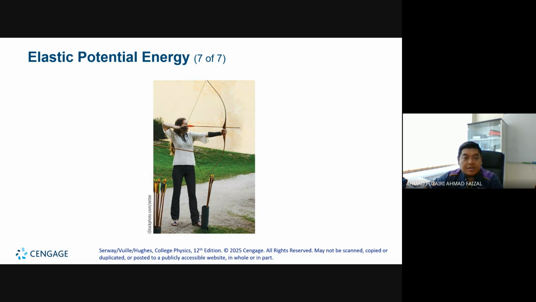So as you can see in this figure, the elastic potential energy is stored in this drawn bow. When you play archery, there is a bow and arrow. Here is a photo of an archer. When she pulls back on the bowstring, elastic potential energy is stored in both the bent bow and also the stretched bowstring. When the archer releases the arrow, the potential energy stored in the system is transformed into the kinetic energy of the arrow. So the elastic potential energy has all been transformed into kinetic energy.